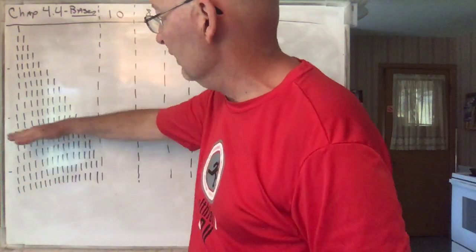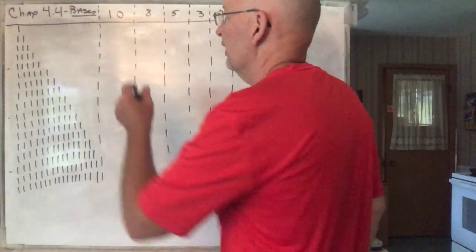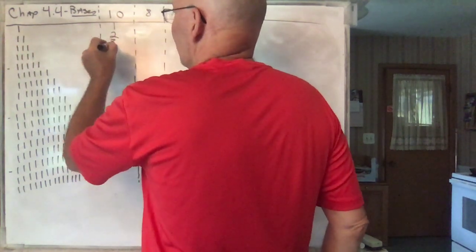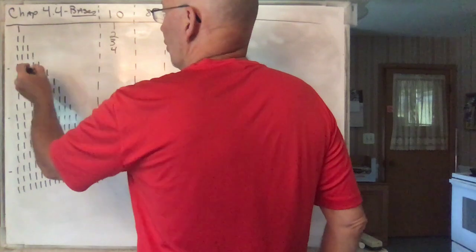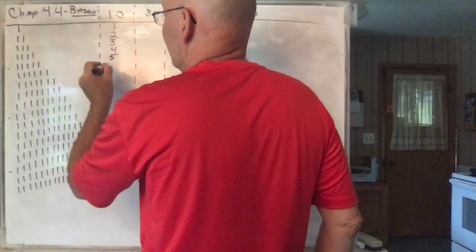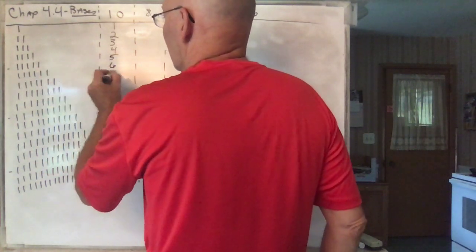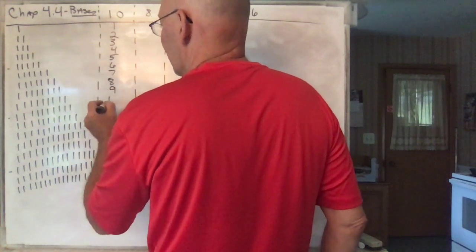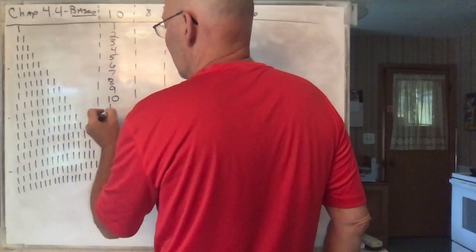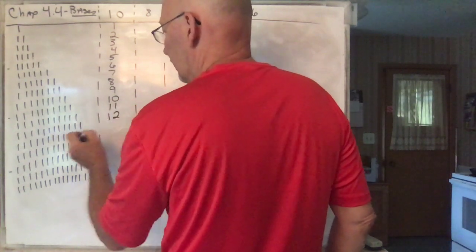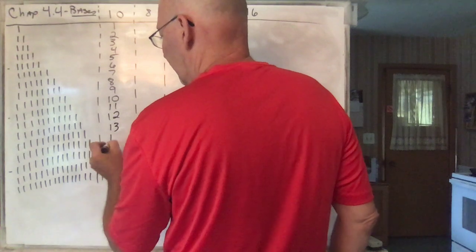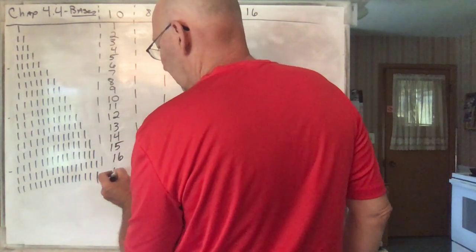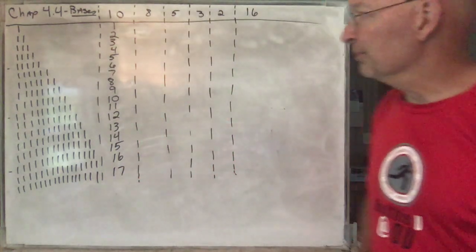I have one more in each row. So right here I have one, and then I have two, and then I have three, and then I have four. Here I have 5, 6, 7, 8, 9. Seems kind of silly, doesn't it already? 10, 11, 12, 13, 14, 15, 16, 17, and of course we could keep going.